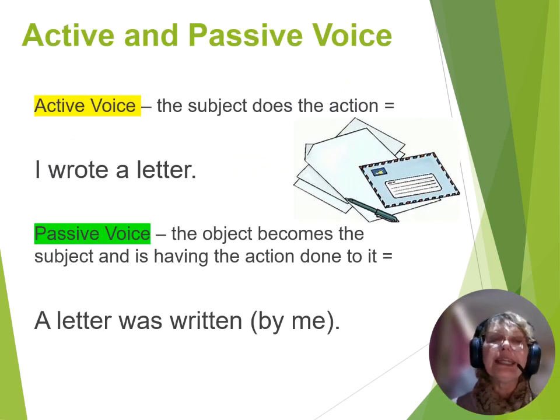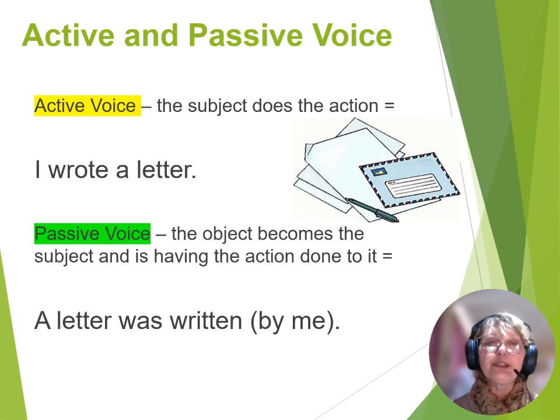Active and passive voice. The active voice, what do we know there? The subject does the action. I wrote a letter. In the passive voice, the object becomes the subject. But instead of saying just subject, verb, object, there are going to be a few changes there because the object becomes the subject, they swap, and is then having the action done to it. I wrote a letter, you would then say a letter was written by me. And here you can see by me is written in brackets to indicate it isn't necessary to write it because it was a pronoun in the first sentence.